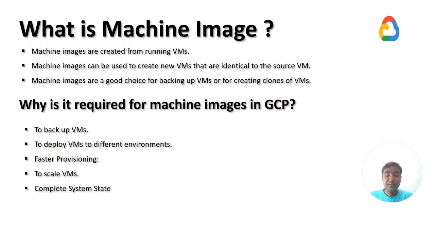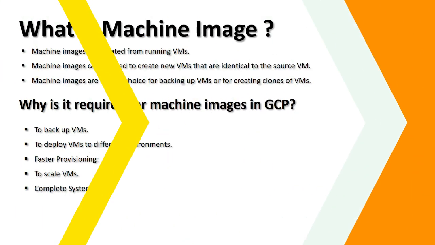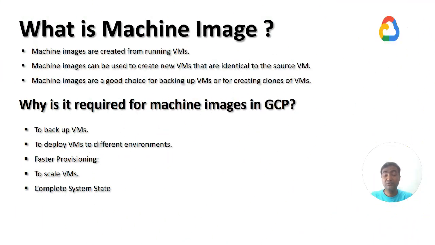To deploy VMs in different environments, it means guys, the machine images can be deployed to different environments such as development, staging, production. This can help to ensure that applications are tested and deployed consistently across all environments. Faster provisioning, it means guys, creating a VM from a machine image is often faster than starting from scratch. This is because the image contains a pre-configured state, eliminating the need for manual setup and installation.